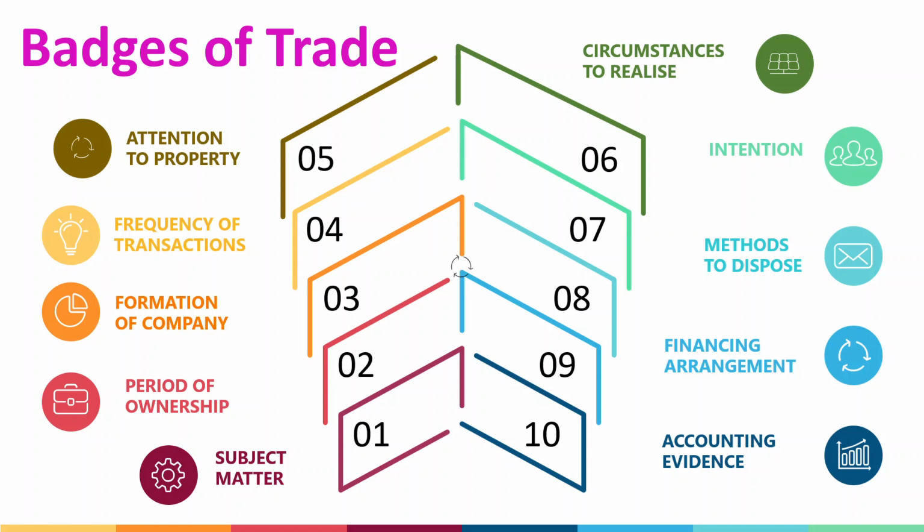The next one is intention. What is your intention of having or purchasing that particular material? Is it because you want to keep it long term, or is it because you want to keep it for a shorter term? So the shorter it is, the more it will be business income compared to capital income.